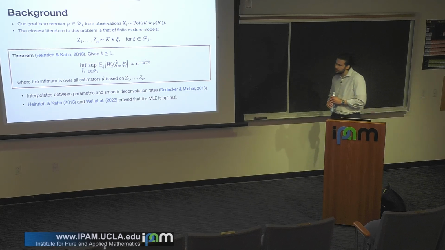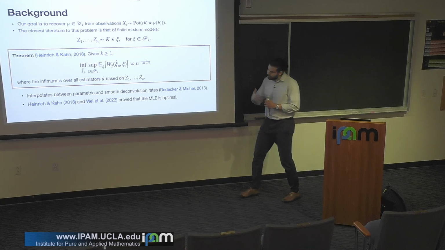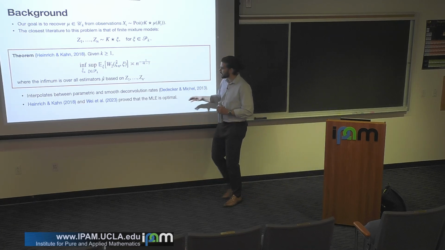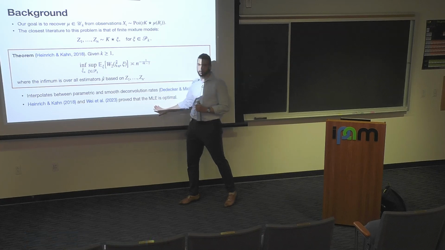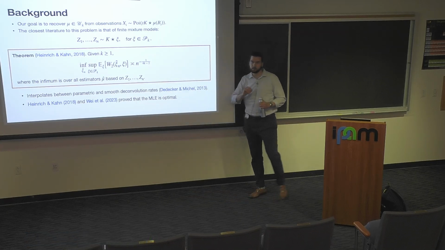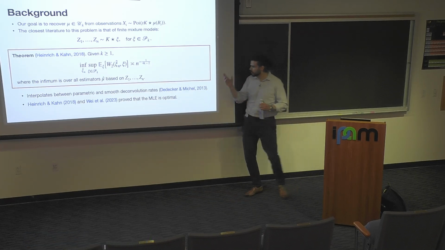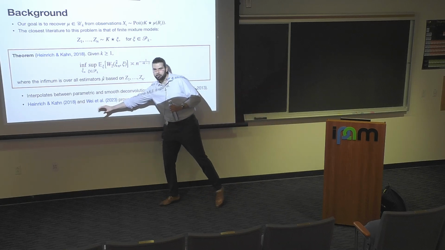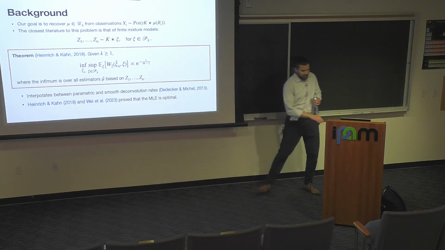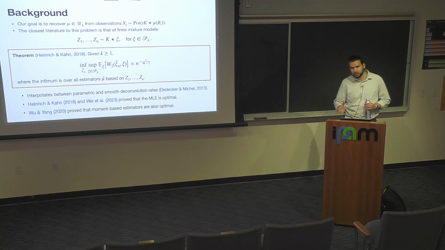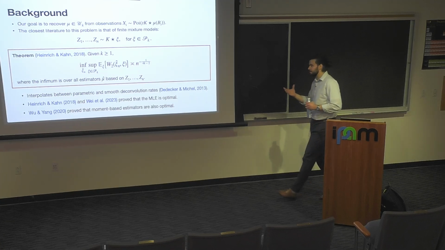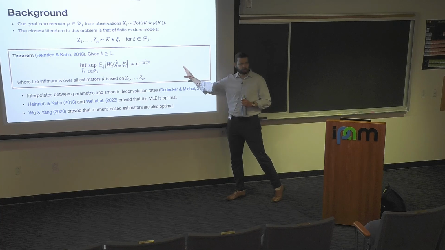And so Heinrich and Kahn proved that the maximum, well, they studied some minimum distance estimators, but in particular, their analysis allows one to show that the maximum likelihood estimator is minimax optimal under this picture. This was followed up in some more generality by a recent paper from the group of Long Nguyen at Michigan. And in a separate literature, it was shown that moment-based estimators are also optimal for this kind of a problem.